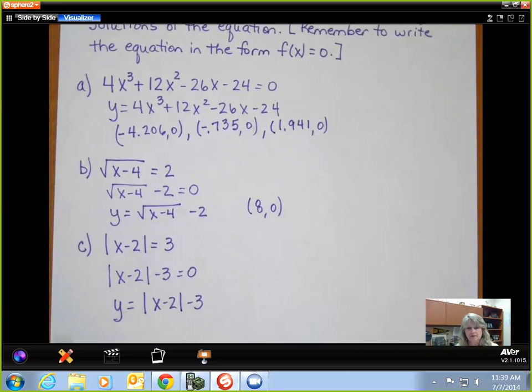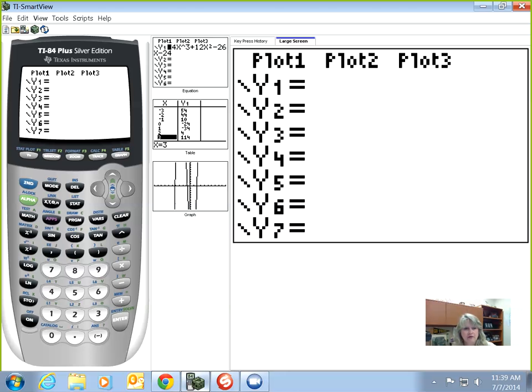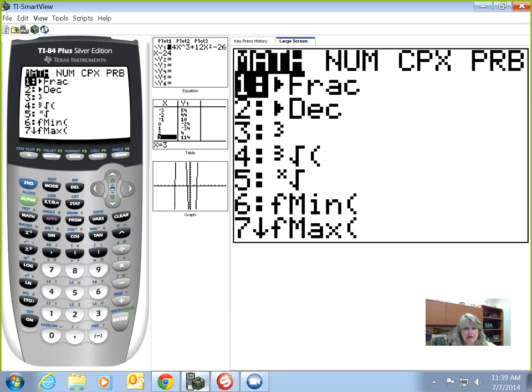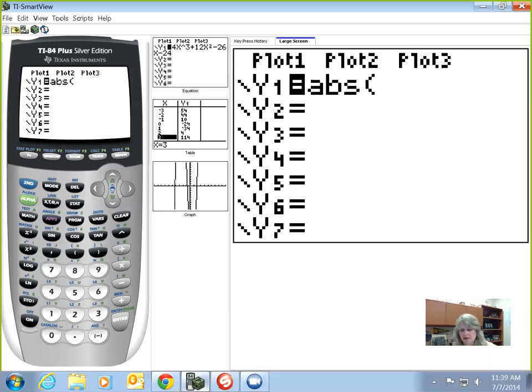So here's how we would put this in our calculator. To do absolute value, you press Math, the Math button here, then go over to the right one where it says Number, and notice the very first one says absolute value. So press that, press Enter. Then you put in the absolute value of x minus 2. Close your parentheses because that's everything underneath the absolute value, and then say minus 3.